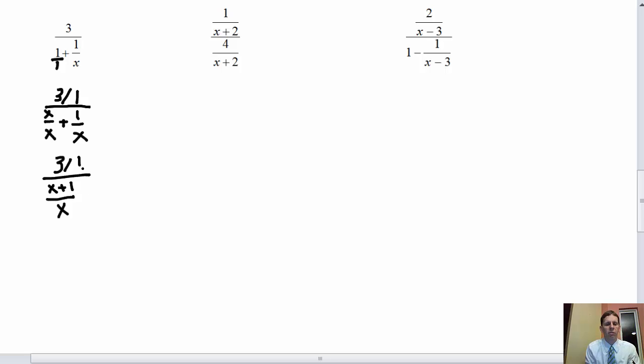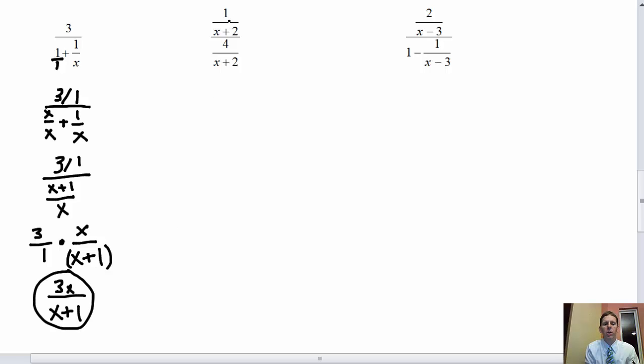Now we know when you divide fractions, what we do is we flip and multiply by the second fraction. So when we have 3 over 1 divided by x plus 1 over x, that's the same thing as 3 over 1 times, take the reciprocal of this, x over x plus 1. When you multiply the numerators, we get 3x. When you multiply the denominators, this is 1 times, again, you can think of this as being in parentheses, x plus 1. So that's our denominator.